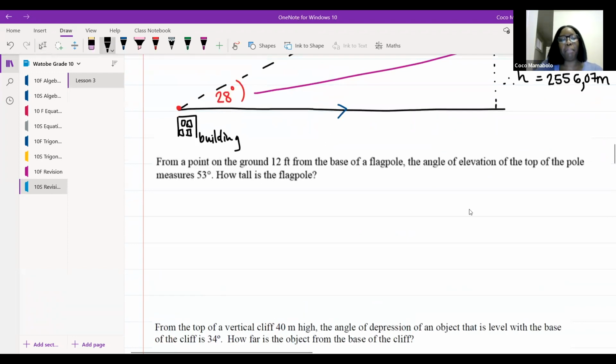The next one says, from a point on the ground, okay, so we're starting on the ground. From a point on the ground, 12 meters from the base of a flagpole. So somewhere 12 meters away, there is the base of a flagpole. Here's my flagpole. Hello, flagpole.